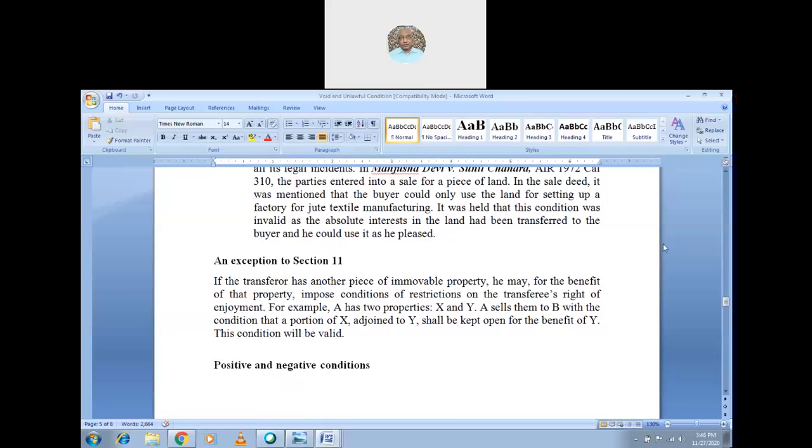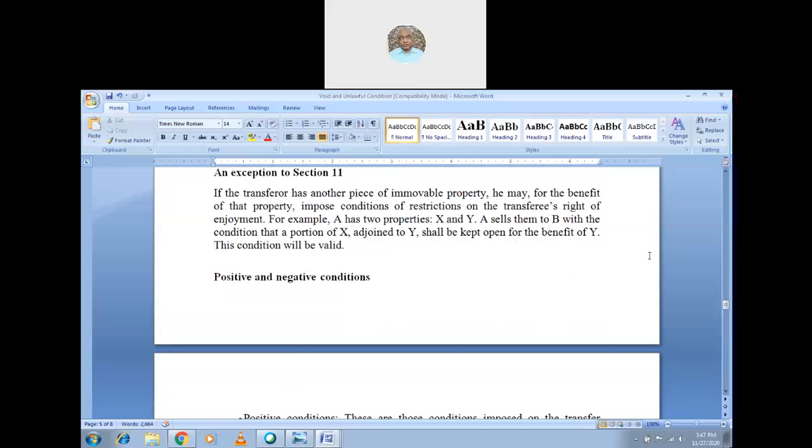So let us see the same example which I narrated now. He has two properties, X property and Y property, and A sells X to B with the condition that the portion of X adjoining Y shall be kept open for the benefit of Y. This condition will be valid. He said, you are not supposed to construct very near to it. Number one. Number two, you are not supposed to make construction; you have to use it only for a garden. He can keep such a condition, because if he raises a building over there, then there is a hindrance to the air and ventilation. These are the factors. So he can put such a condition also.